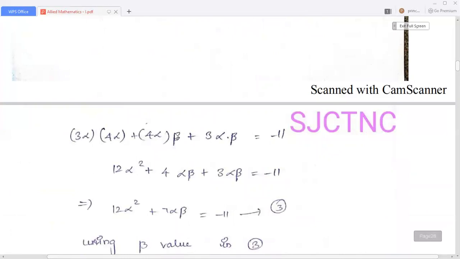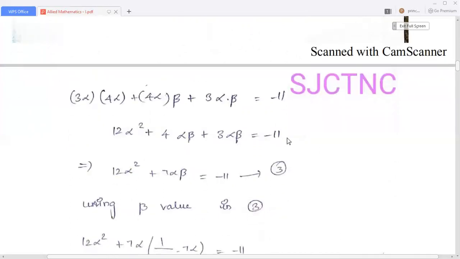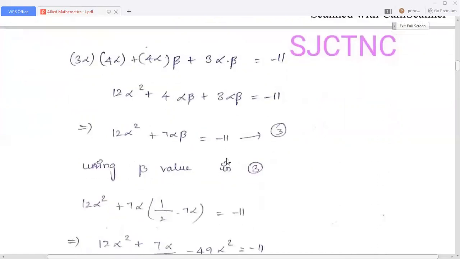Next, we use another relation between roots and coefficients: the sum of product of roots taken 2 at a time. That is 3 alpha into 4 alpha plus 4 alpha into beta plus 3 alpha into beta equal to minus 11. When you simplify this equation, we get 12 alpha square plus 7 alpha beta equal to minus 11. That can be taken as equation number 3.